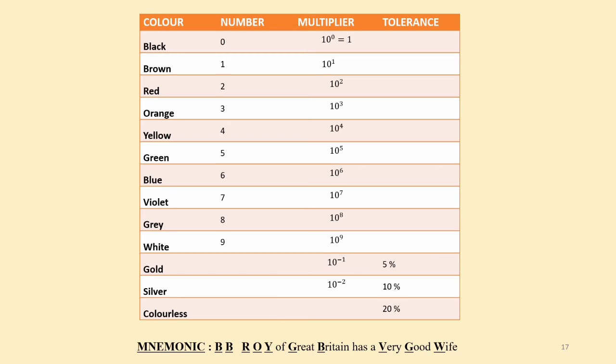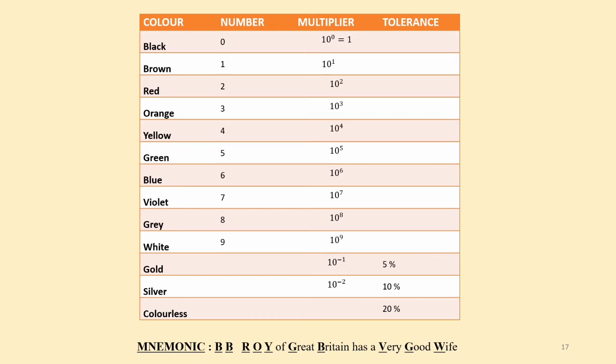The tolerance is given only for the last three columns, namely gold, silver and colorless ring. Respectively, 5% for gold, 10% for silver and 20% for colorless ring for tolerance level.